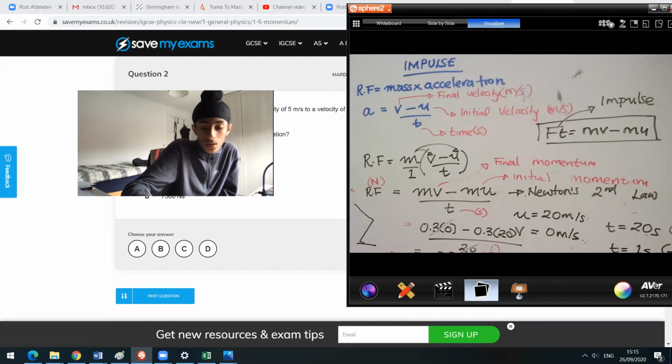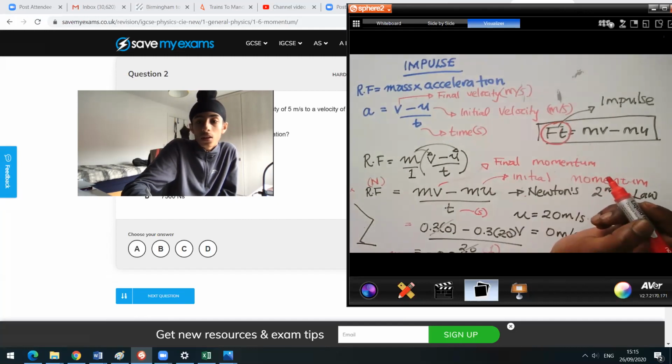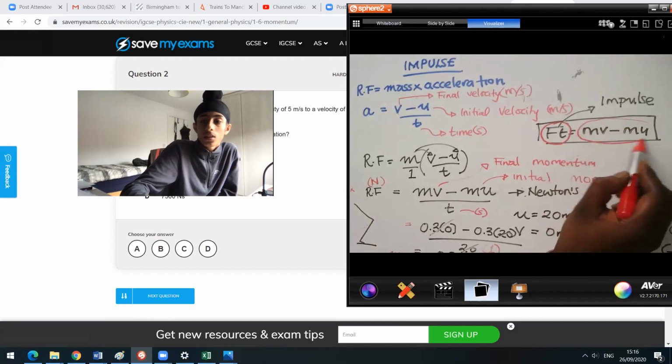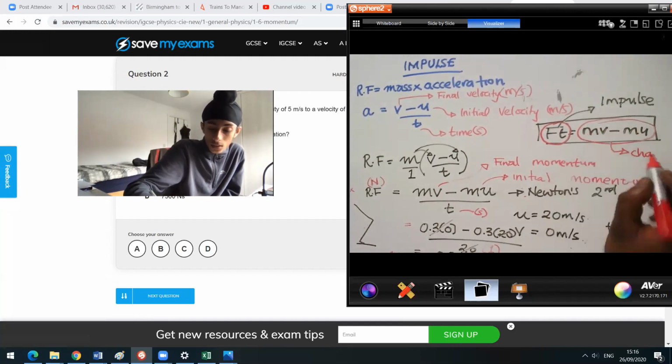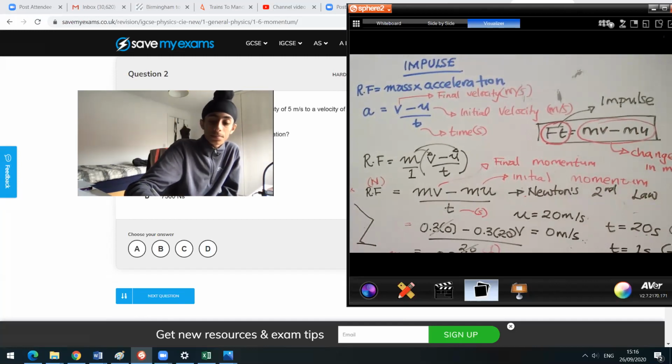So this whole thing here, this product times T, is what we call the impulse. Impulse is the same as the change in momentum. That's initial momentum, that's final momentum. Okay? Yeah. So, okay, good.